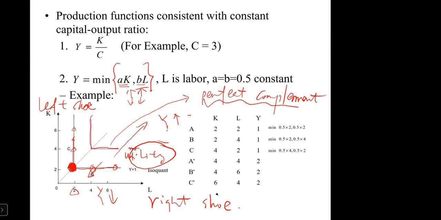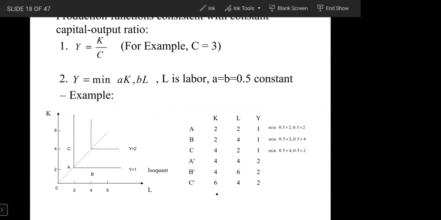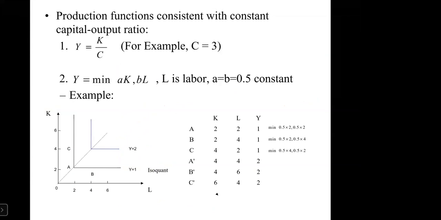So this is called perfect complement, right? Because you need to have left-hand side shoes and right-hand side shoes 1-to-1. But in these examples, you have K and L in a constant fraction. And this fraction is going to be determined by the slope of this straight line. Okay. And then, once we understand the relationship characterized by this kink line, okay, I hope you can realize there is a limitation for this model.